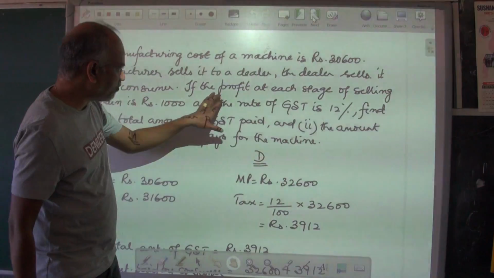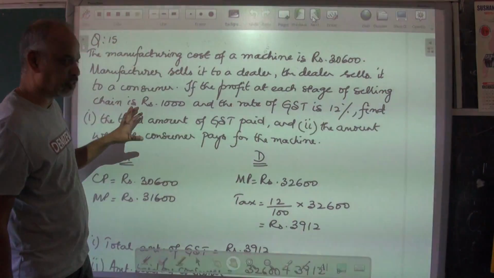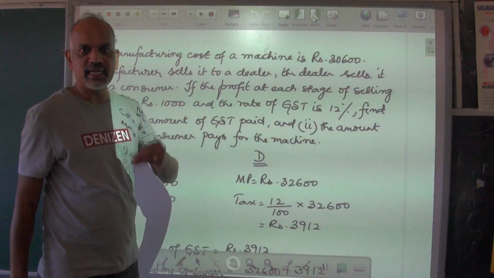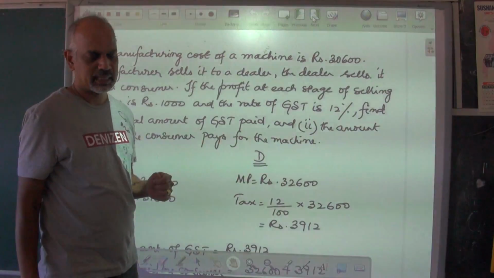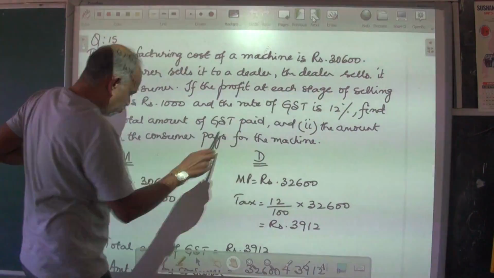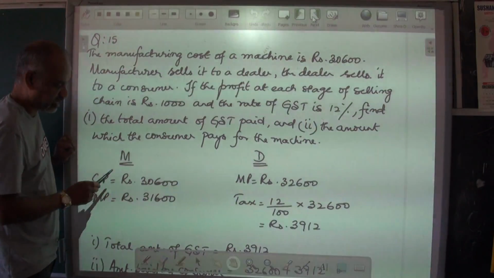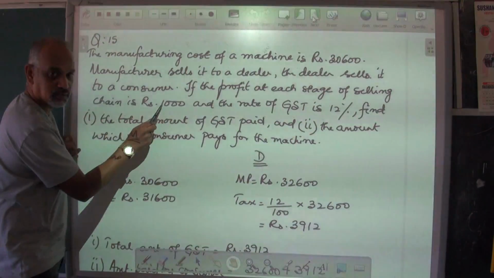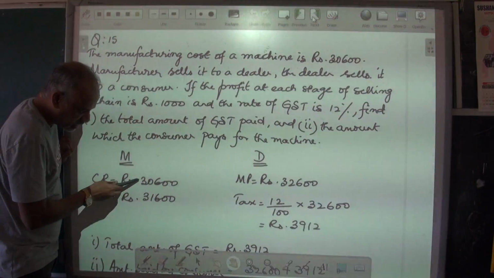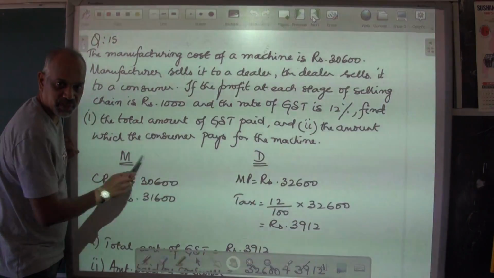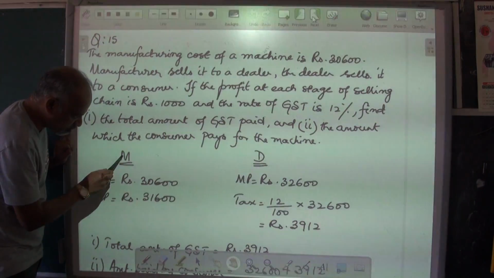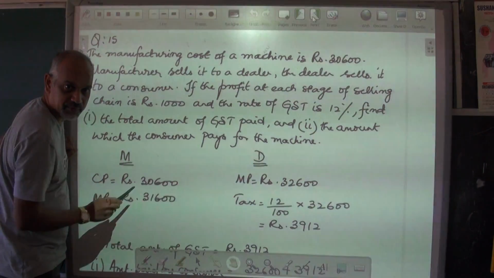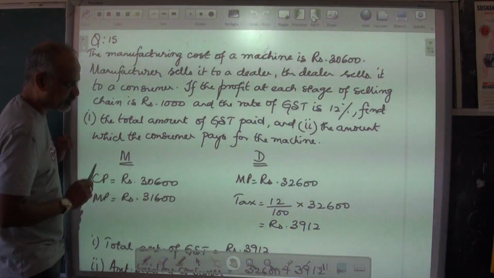Now, it says the profit at each stage of the selling chain is rupees 1,000. Profit at each stage is 1,000 rupees. So everybody is increasing the price by 1,000 rupees. The cost price of the machine was 30,600. That's by the manufacturer. Now the manufacturer is going to increase this price by 1,000 rupees. So the mark price of the manufacturer will be, add 1,000 to this, that will give you 31,600. Okay. So that is this mark price.